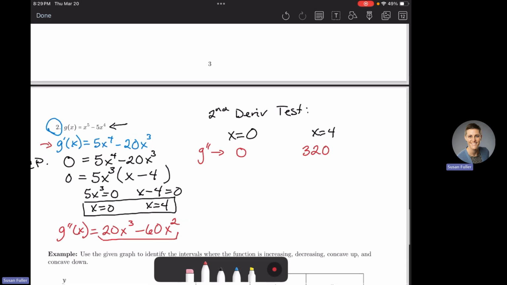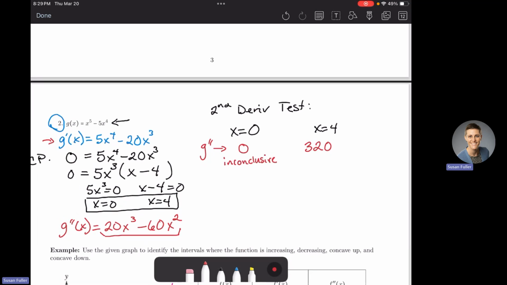And x equals 4 here, I got 320. That's positive. Because I got a positive number out of my second derivative, my original function is concave up, which means that x equals 4 is a local min. Okay, now if this one just asked you to classify it using the second derivative test, you could stop here and just say, oh, I'm inconclusive here, I can't tell, and at x equals 4, I have a min. But if you were in the real world, you couldn't necessarily stop here. You would have to classify x equals 0.